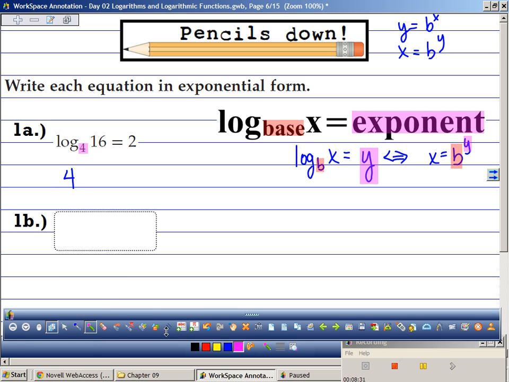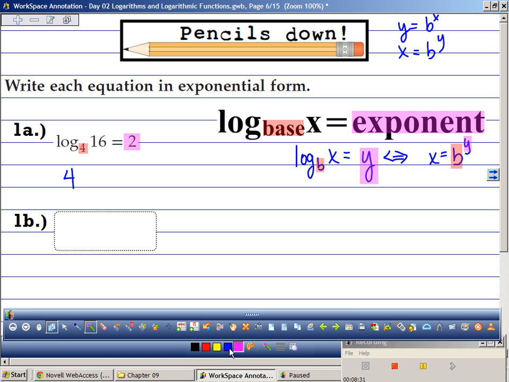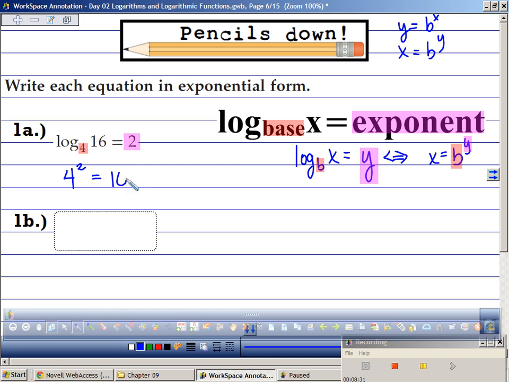My exponent is, I did it opposite. Shoot. There we go. My exponent is 2, right? Logarithms are exponents. Logarithms equal exponents. Okay? So 4 to the 2 equals 16. This form is logarithmic form, and this is exponential form.